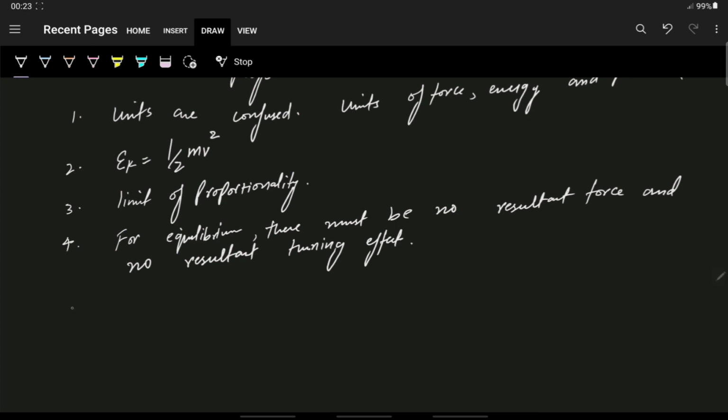Moving on, for the part of efficiency in work, energy and power, what students do is that sometimes they only write output over input, which is not right.